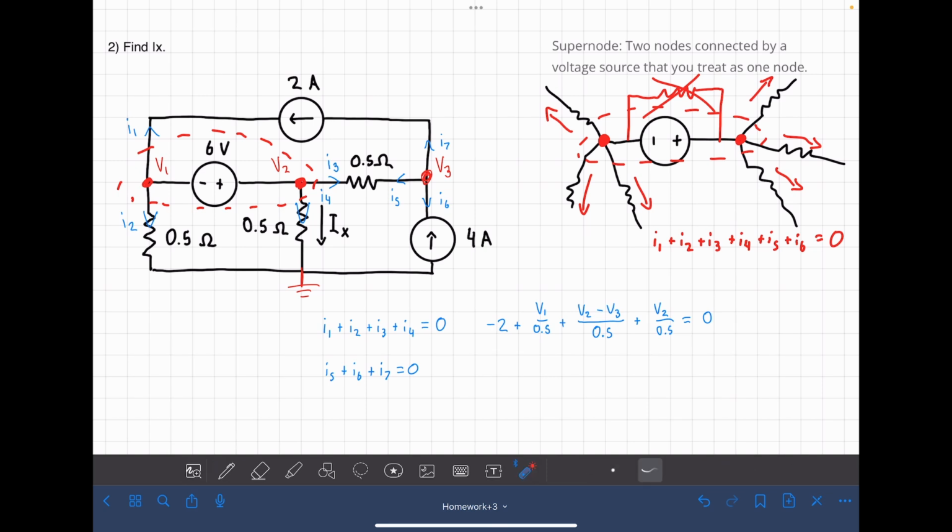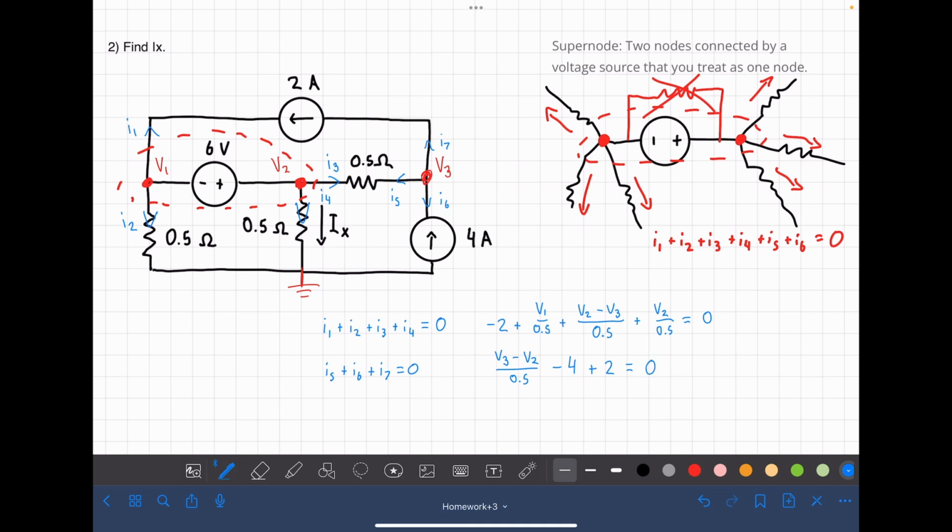Now let's do the same for our second equation. We have I5 right here, which is the voltage drop from V3 to V2. We have I6, which is going in the opposite direction of a 4 amp current source, and I7, which is going in the same direction as a 2 amp current source.